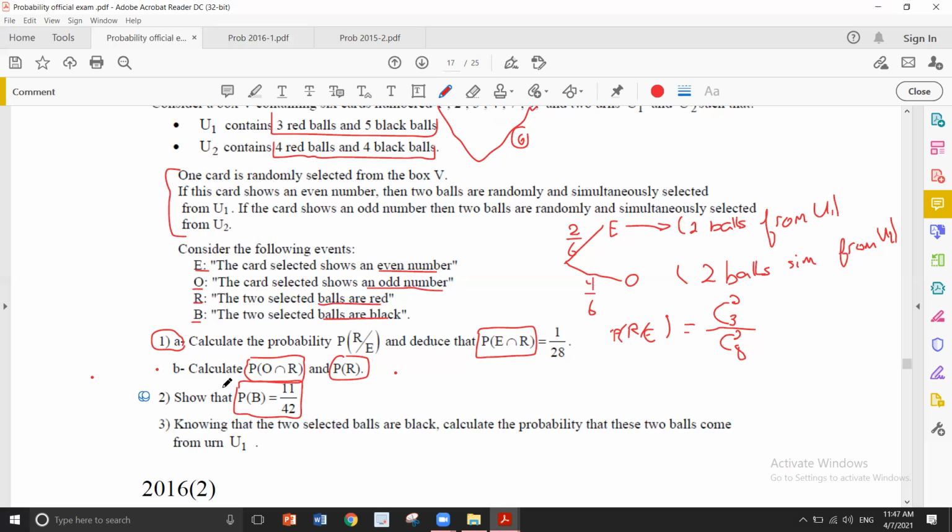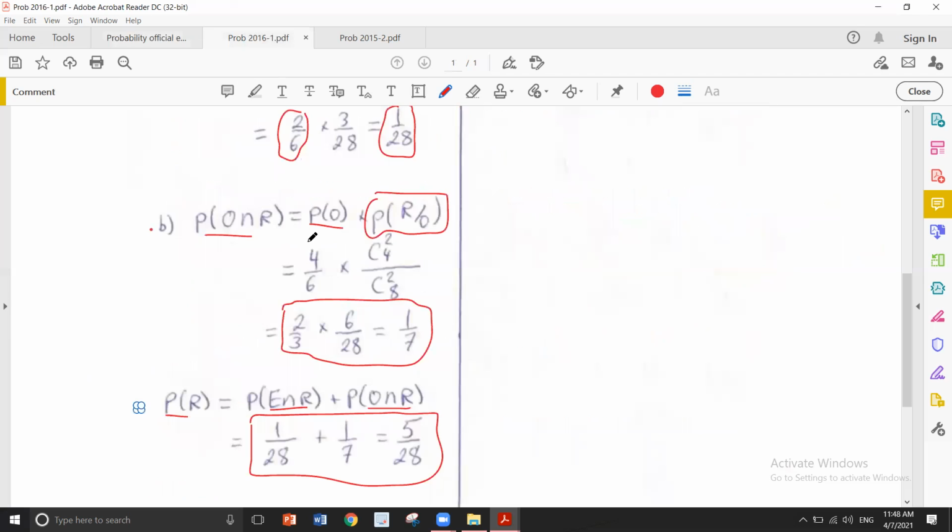Experiment means we choose a ball from V, then we choose two balls either from U1 or from U2. For the two balls to be black, from where they are black? It is similar to the probability of R. How did we calculate the probability of R? P(R intersection odd), P(R intersection even). The same for black. How to calculate the probability of black?